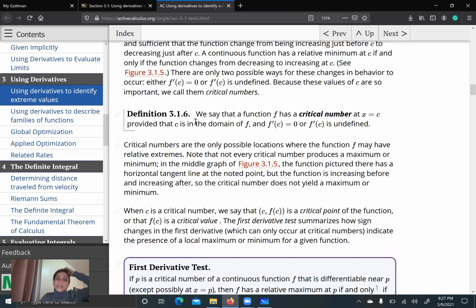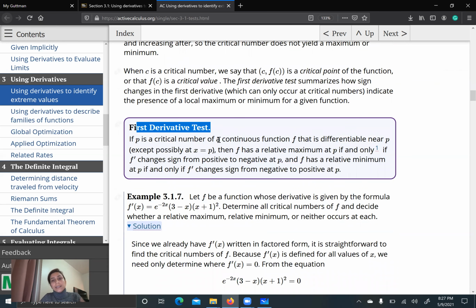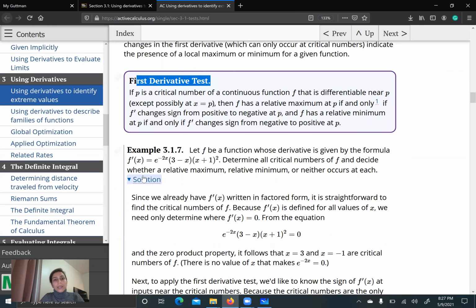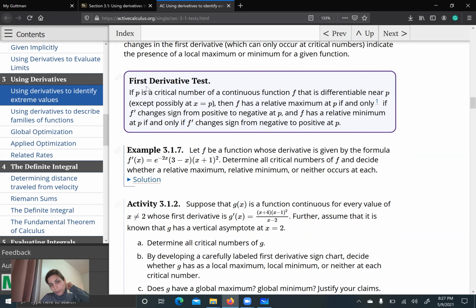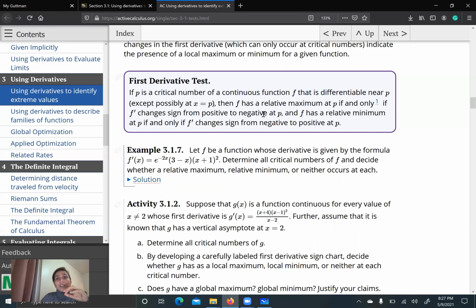So to determine that, we need some tool, and it's called the first derivative test and second derivative test. I'm going to start with the first derivative test. That's a tool to help us identify extreme values. This test says that if you have a critical point of a function, and the function has a relative maximum, local max, if the derivative changes sign from positive to negative.